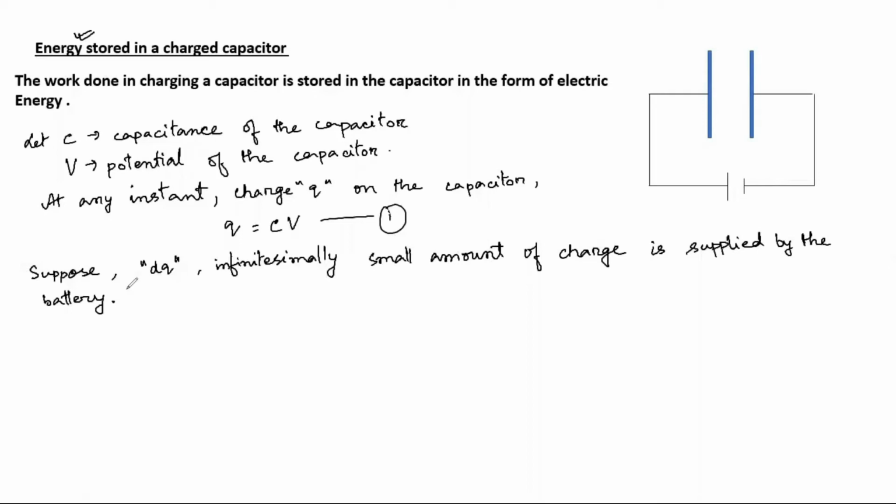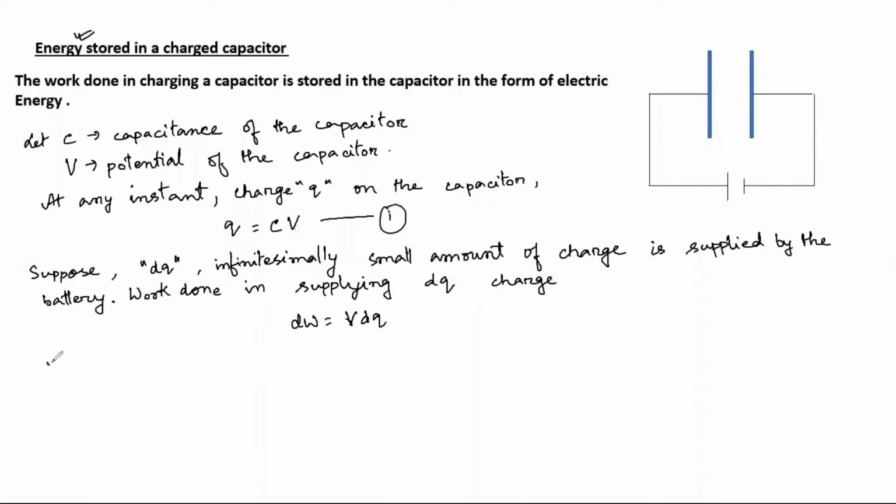Therefore, the work done in supplying dq charge, and remember the potential of this capacitor is going to remain constant, is nothing but V dq. So this dq is the charge supplied by this battery across this potential V.